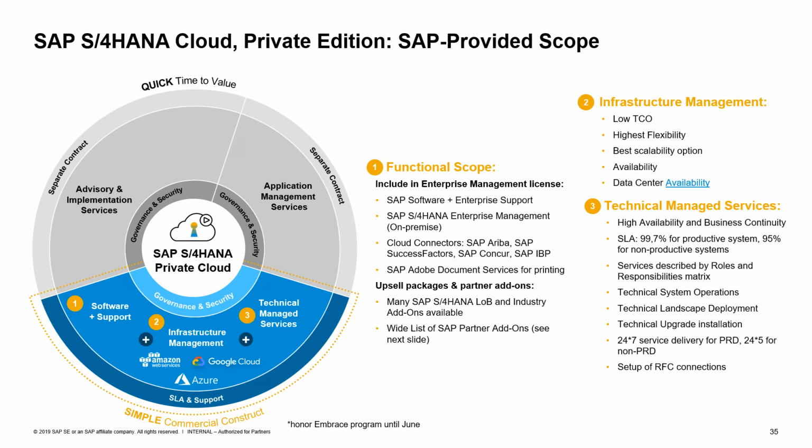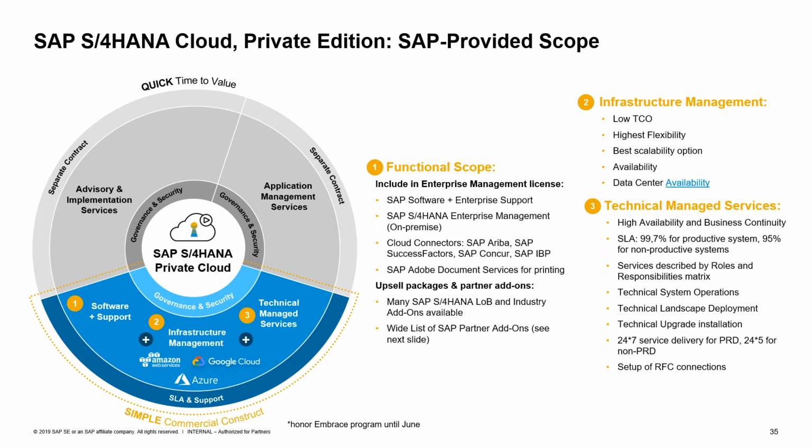First of all is the functional scope. So this is the software and support. So included in the enterprise management or core license, you get the software and enterprise support. You get S4HANA enterprise management. Okay, so this is the core ERP, similar to the S4HANA that you know on-premise. Also included are the cloud connectors for Ariba, SuccessFactors, Concur, IBP. And you get the Adobe document services for printing.